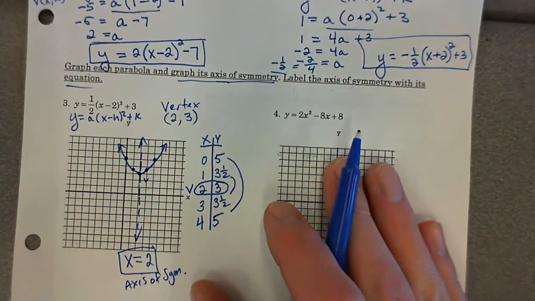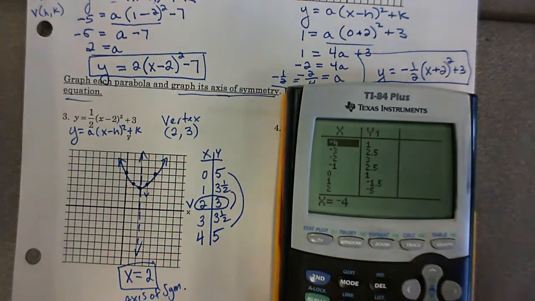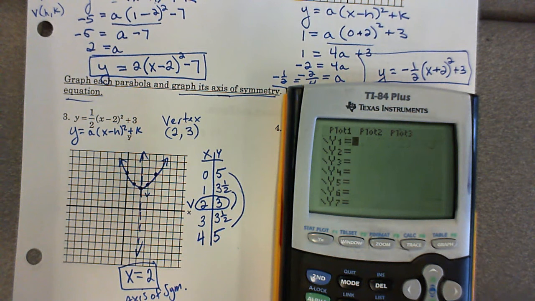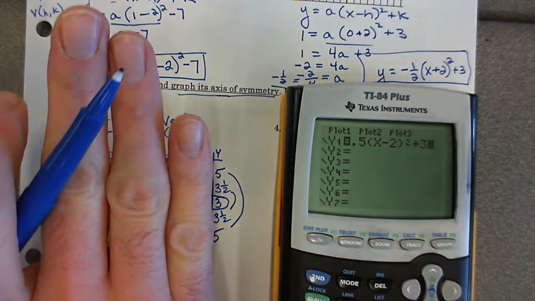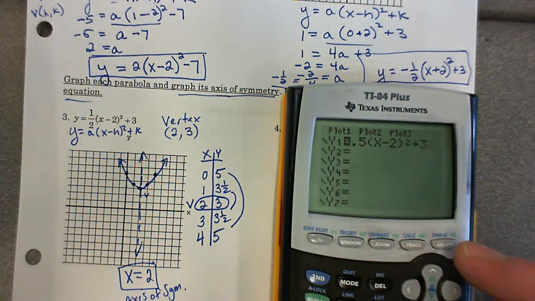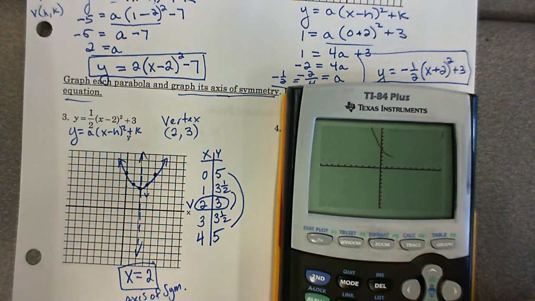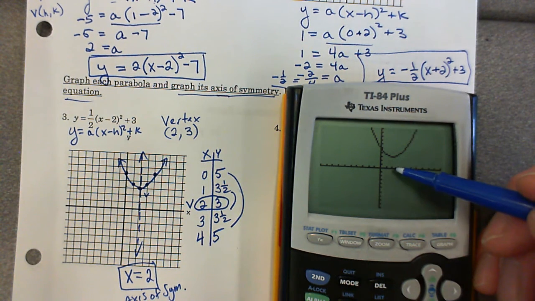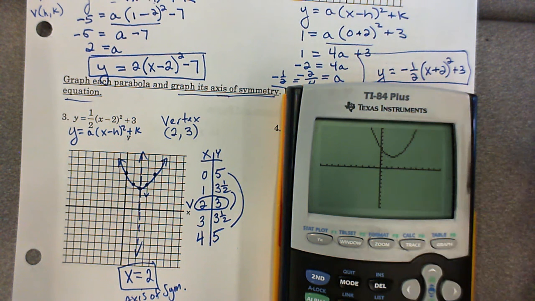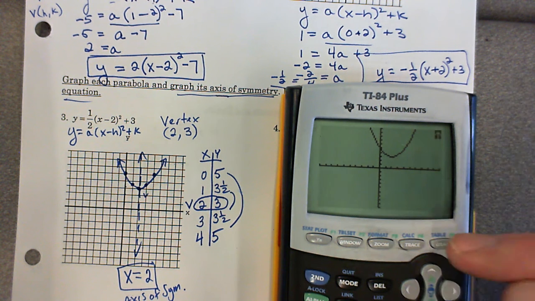Now, if you wanted to, we could do that on the calculator. You can go to y equals, clear this out, 0.5, parentheses, x minus 2 squared plus 3. So, assuming you didn't know how to do this at all, you type in the equation, hit graph. You look at your graph and it looks like the vertex is approximately 2, 3. So you would go to your table of values.